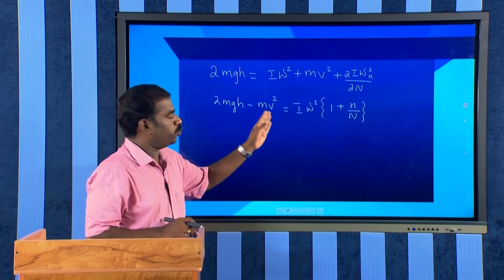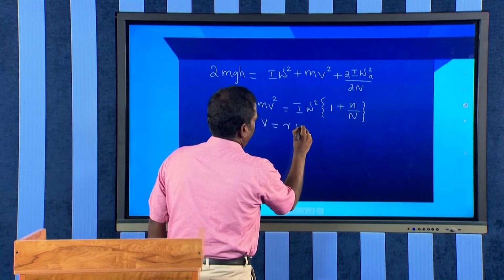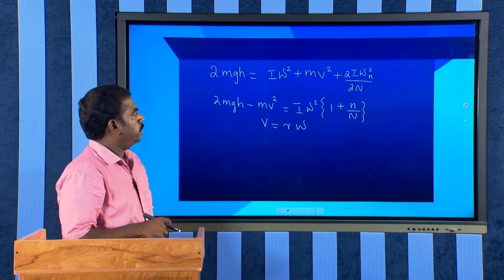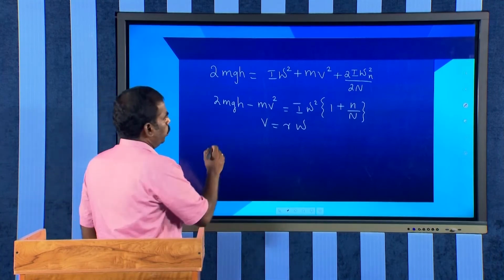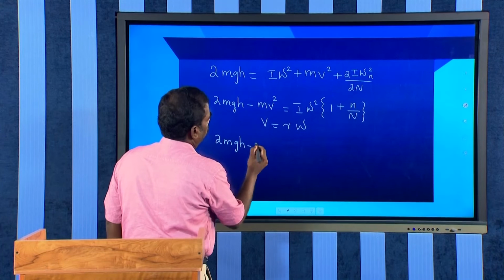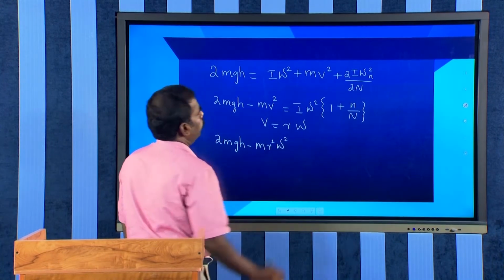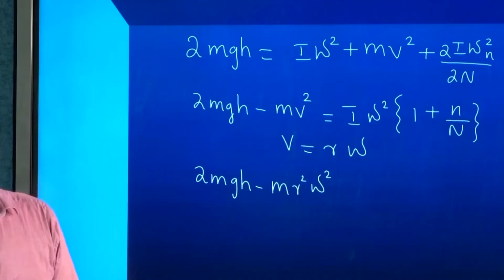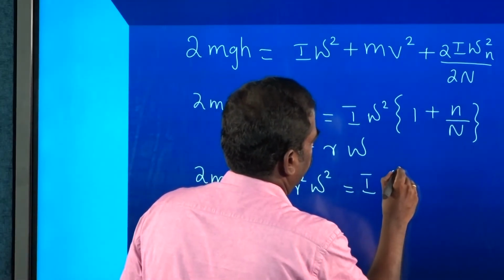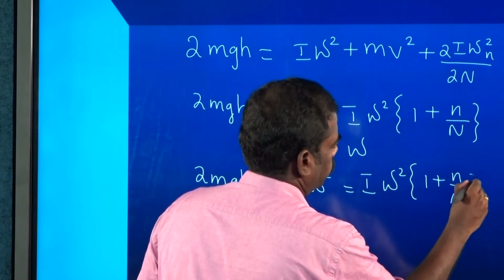Here you know what v is? v equals R omega. Just substitute v equals R omega in this equation. So that we will get 2mgh minus m into R square omega square equals I omega square into 1 plus small n by capital N.